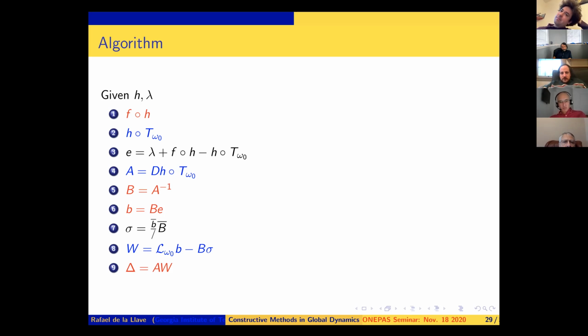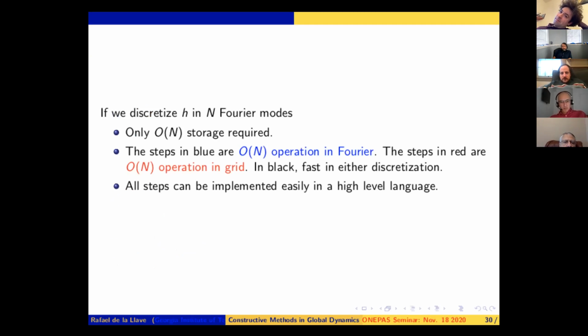So the interesting thing is that if you discretize H in Fourier modes, then order n storage is required, and then all the steps in blue are order n operations in Fourier, and the steps in red are order n operations in grid. And then you can do all these things extremely fast either way. Of course, when you switch from Fourier to the grid, you have to pay a price, but the price is the fast Fourier transform, which is order n log n operations. And this is order n log n, but it's not a theoretical order n log n.